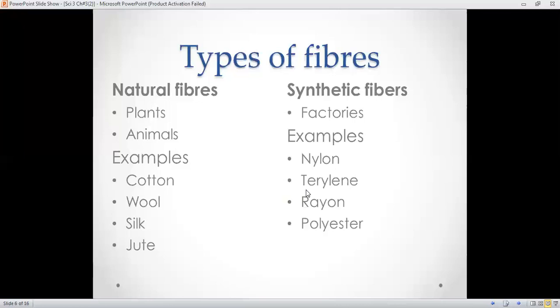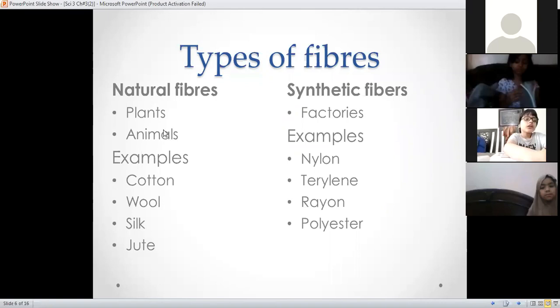So here are the types of fiber. How many types of fiber can we get? There are basically two types of fiber: natural fiber and synthetic fiber. What are natural fibers? Natural fibers are those which we can get from a natural source, like plants or animals.